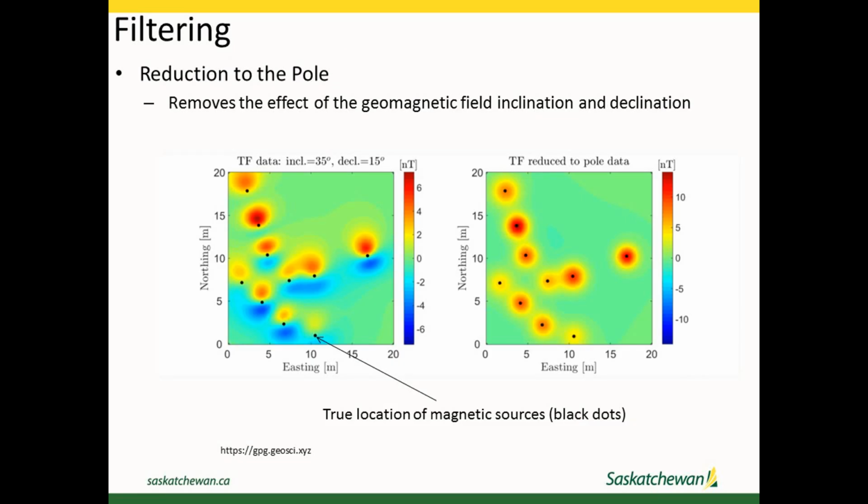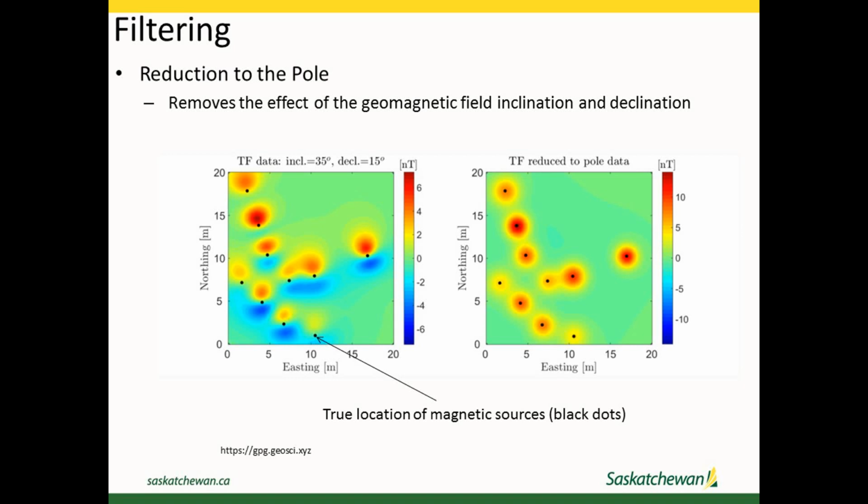First, reduction to the pole. It recalculates the data as if they were collected at the magnetic pole. So it removes the effect of the geomagnetic field inclination and declination. The RTP map is a simplified magnetic map as the magnetic anomalies are located above the magnetic source.